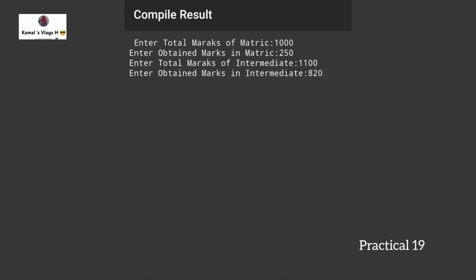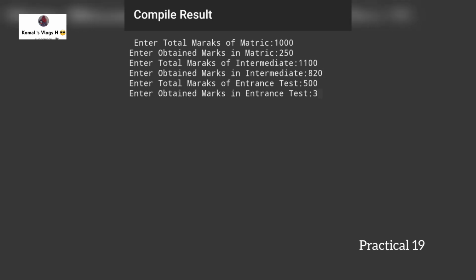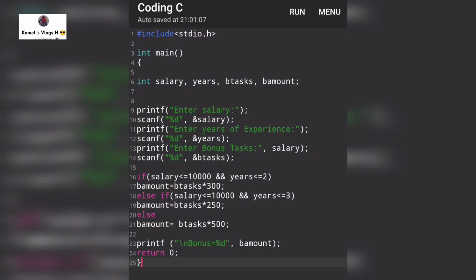If I enter different values with less marks, like 250 out of 1000, which is a very low percentage, far below 60%, and in intermediate I'm entering 820. This is an example of short circuiting: if the first input is false, it will not go further and will not check the other conditions. So if I change the matric marks to 250, far below 60%, and all others remain the same, then nothing will be printed because no command was given with the else. If the condition is false, nothing will be printed.